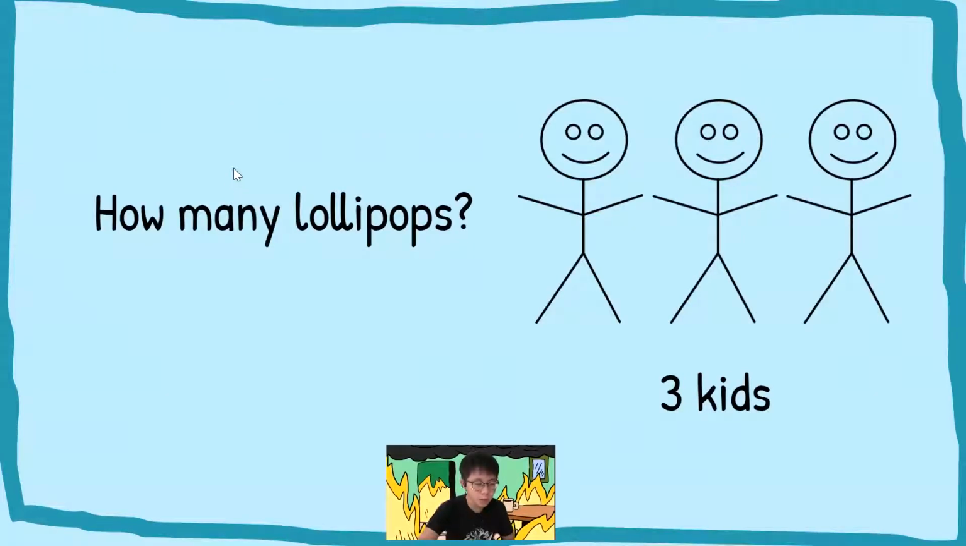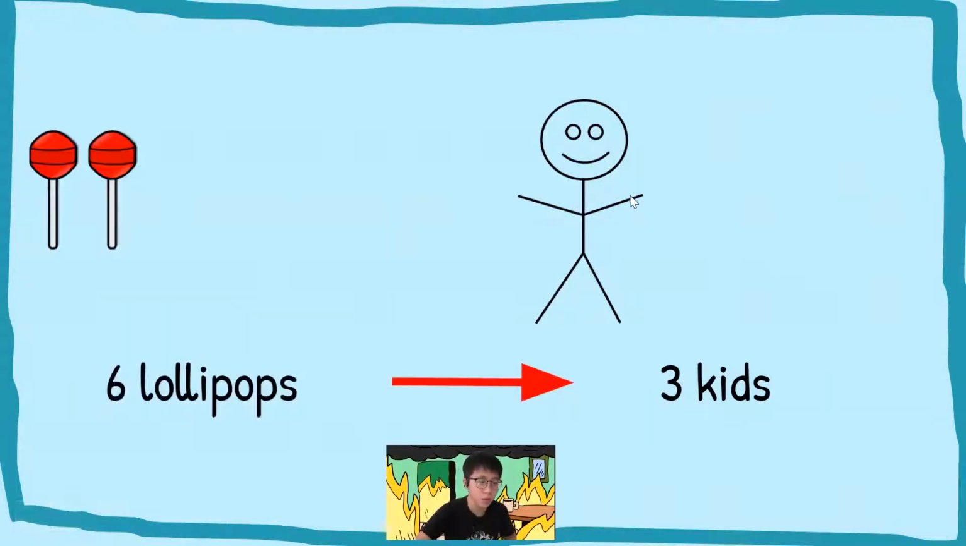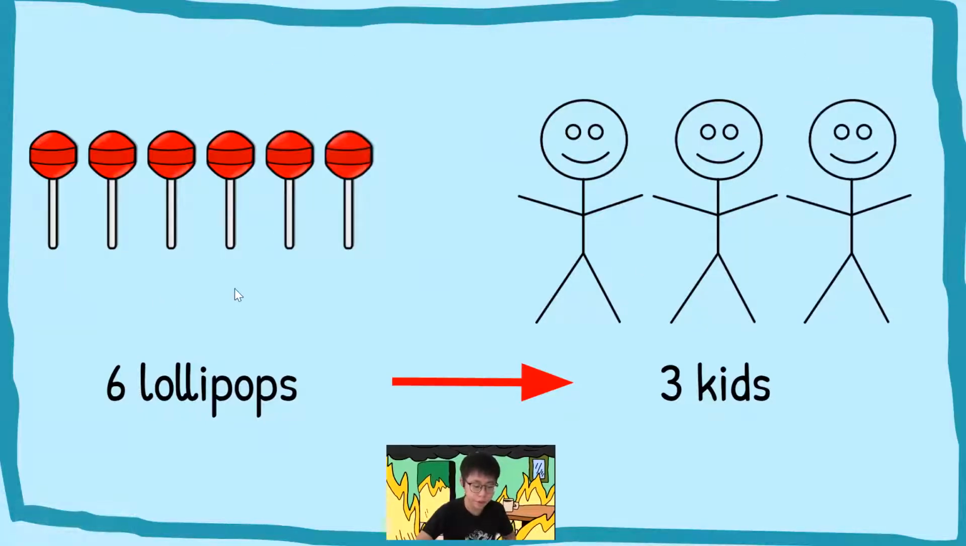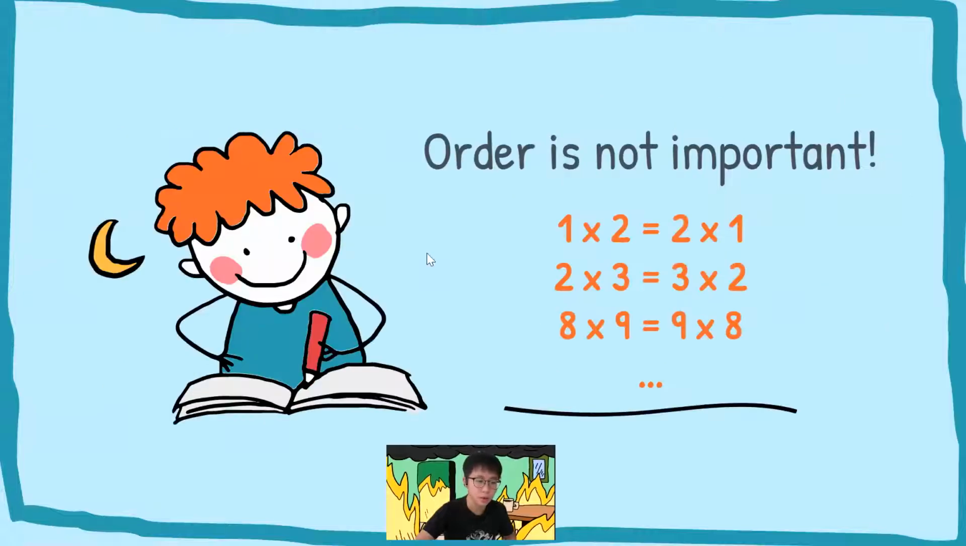Next, 1 kid receives 2 lollipops. So how many lollipops do 3 kids receive? It will be the number of lollipops received by 1 kid multiplied by the number of kids. So 2 times 3. 1 kid, 2 lollipops, 2 kids, 4 lollipops, and finally 3 kids, 6 lollipops. All right, so now you know what multiplication is.